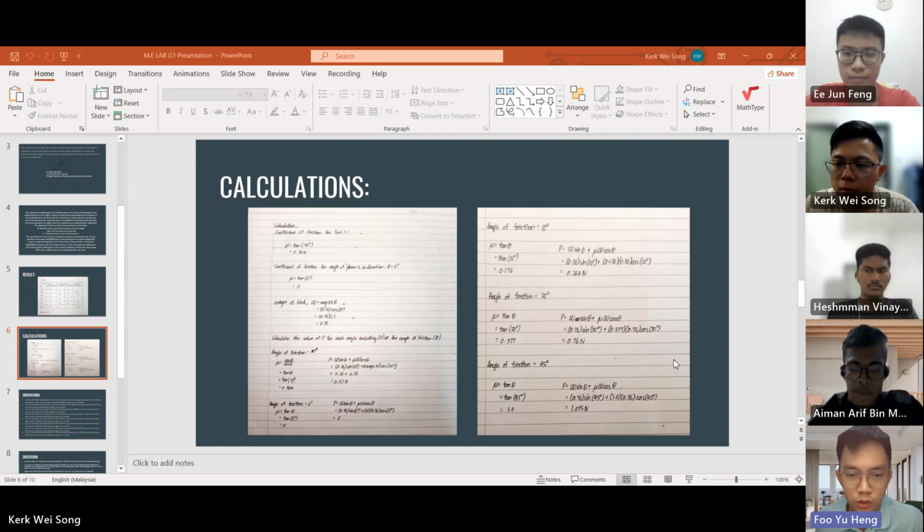So these are the calculations for the applied force by calculation part. The working steps to calculate the applied force according to the angle of friction, which is 0 degree, 10 degree, 20 degree, 30 degree, and lastly 45 degree. That's all for the result and calculation part.